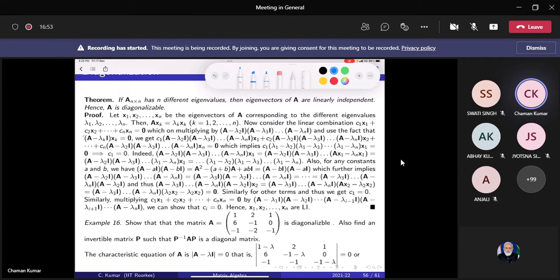Any further question on this theorem? No, sir.